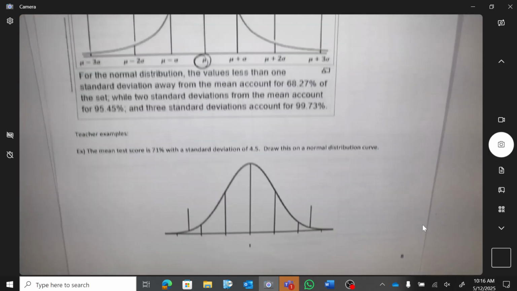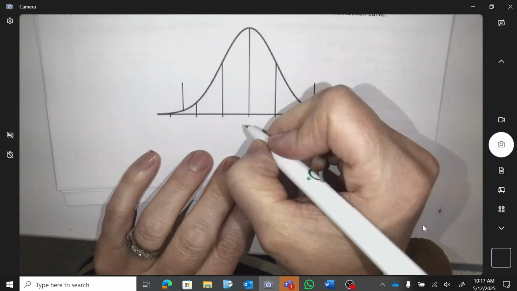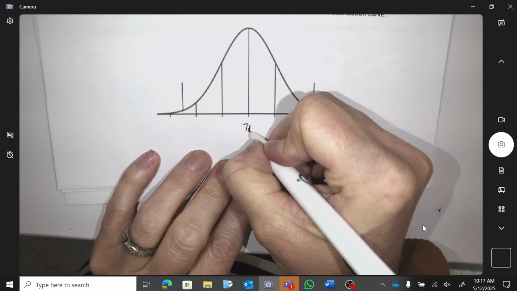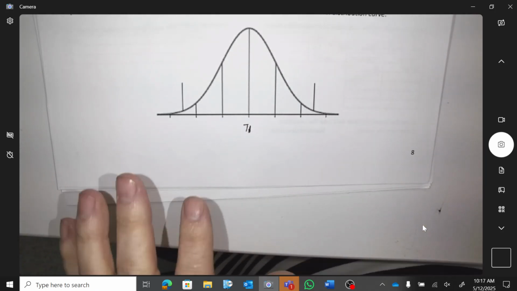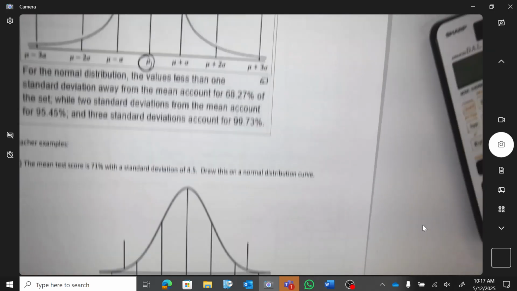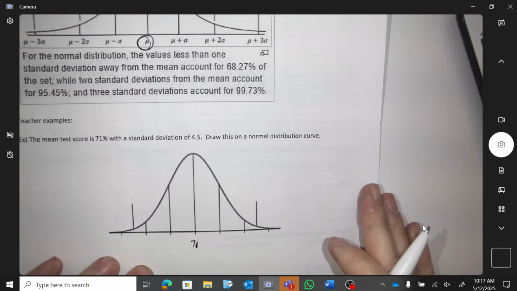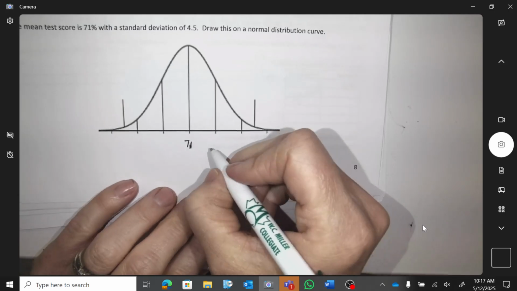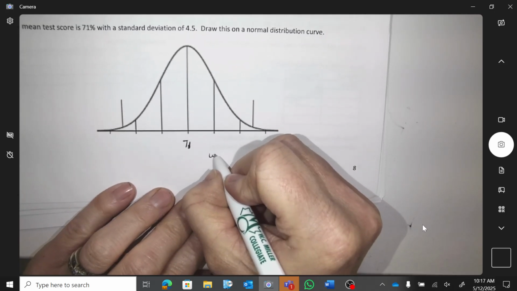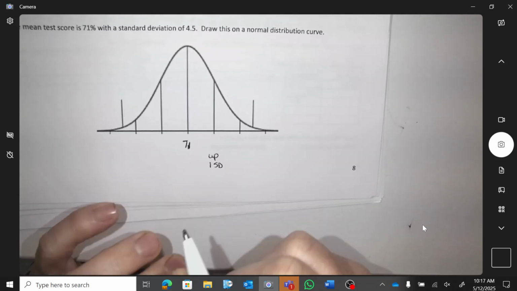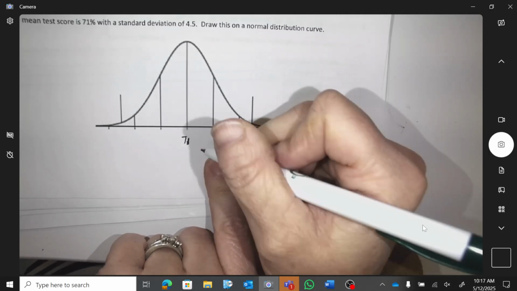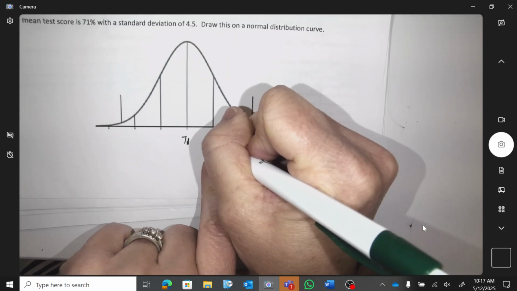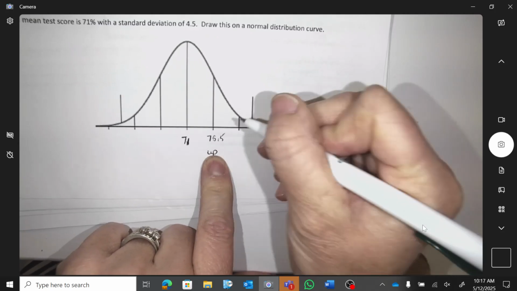Okay, so here we go. Mean is 71. So can you put 71 in the middle? The standard deviation is 4.5. So over here, you're going to go up 1 standard deviation. So can you do 4.5 higher? So 75.5, right?